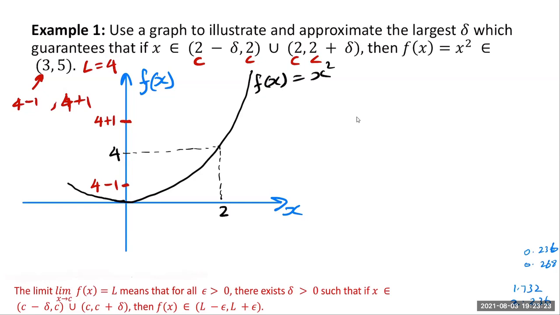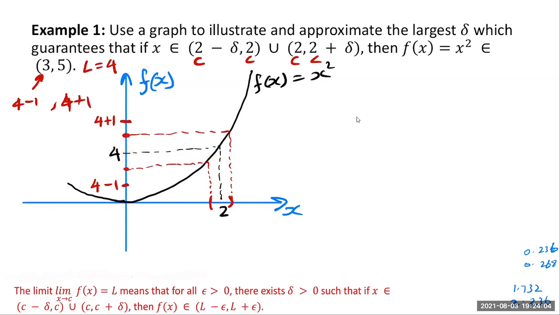Clearly, you can pick some delta so that your y value is landing in this interval. For example, think about this delta punctured interval. If you take a delta punctured interval like this, a very small interval very close to 2, then notice that if I track this down to the y-axis, this is the y value corresponding to that. If I track this down to the y-axis, this is the corresponding value. As long as you pick an x value in this delta punctured neighborhood, your y value is always going to land somewhere in this interval.